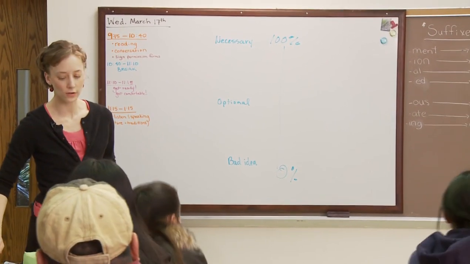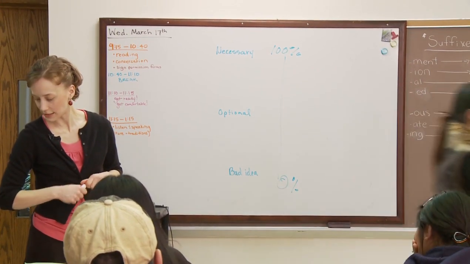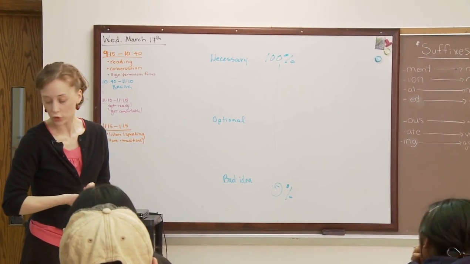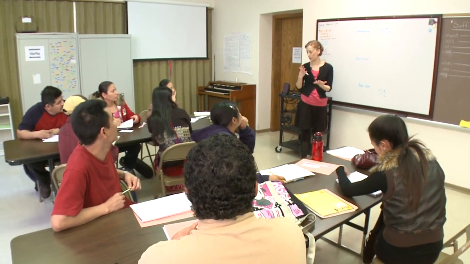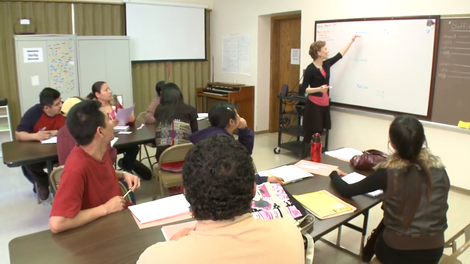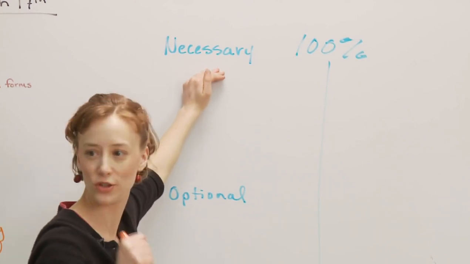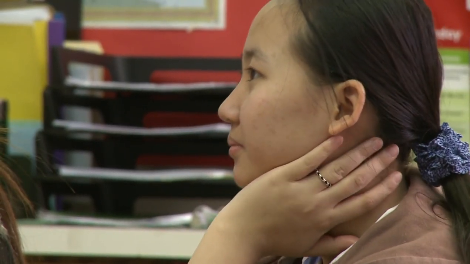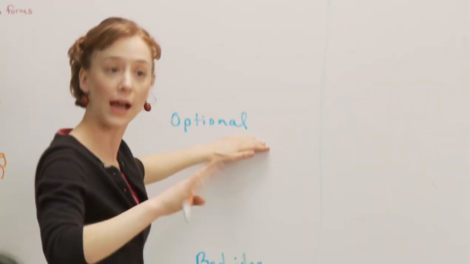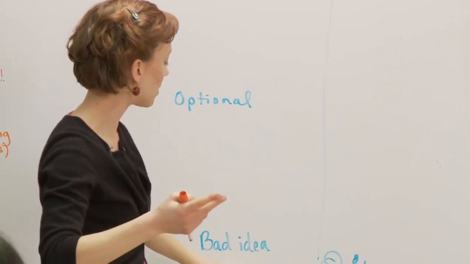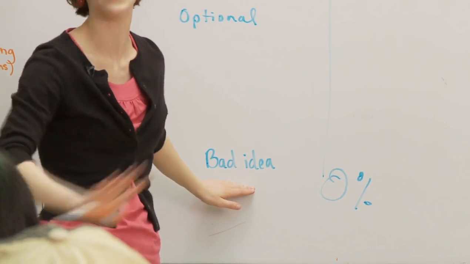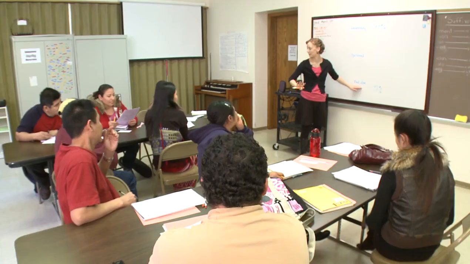I want you to think about these sentences: you're supposed to, you're not supposed to. I want you to tell me, how strong do you think it is? Is it necessary, like you absolutely must do it? Is it optional, you can or you don't have to? Or is it that you absolutely must not, you cannot do it? Okay?